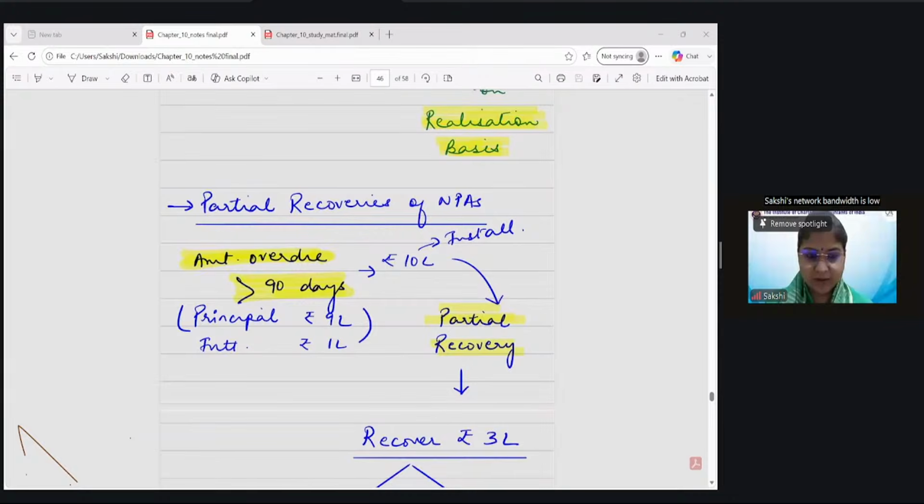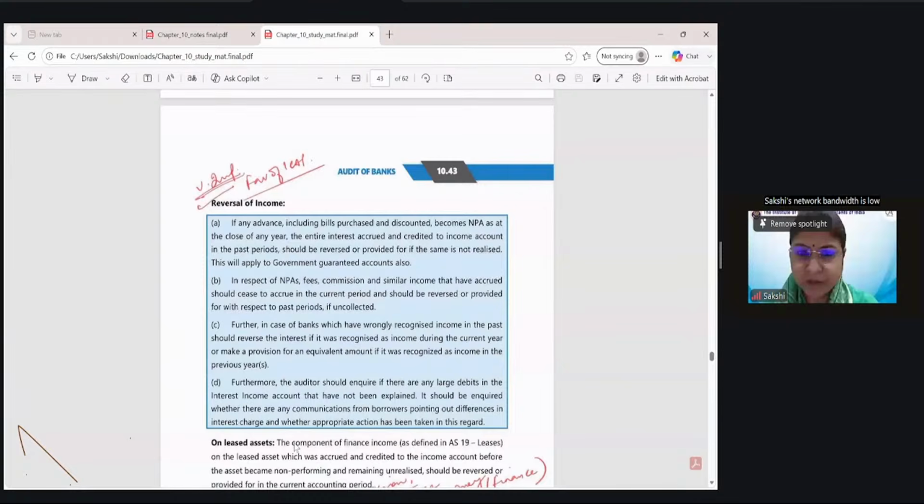She's asking, ma'am, in reversal of income point number A, if the same is not realized, it will apply to government guarantee accounts also. What does it mean? Okay, let us read what she's asking. It says if any advance including bill purchase and discounted becomes NPA as at the close of the year, the entire interest accrued and credited to income account in the past should be reversed or provided for if the same is not realized. This will apply to government guaranteed accounts also.